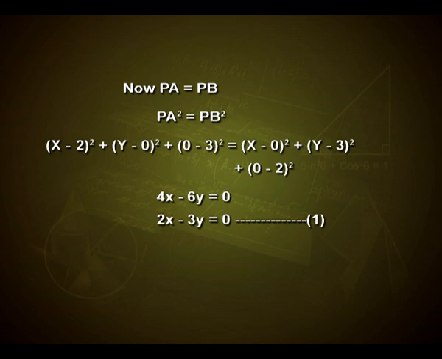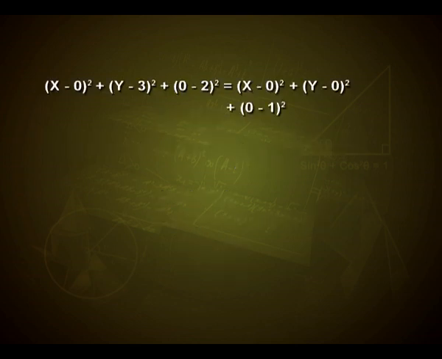Now, let us consider PB is equal to PC. Similarly, on squaring both sides, we can write it as PB square is equal to PC square. On substituting in the distance formula, we have an expression here: (x minus 0) whole square plus (y minus 3) whole square plus (0 minus 2) whole square is equal to (x minus 0) whole square plus (y minus 0) whole square plus (0 minus 1) whole square.